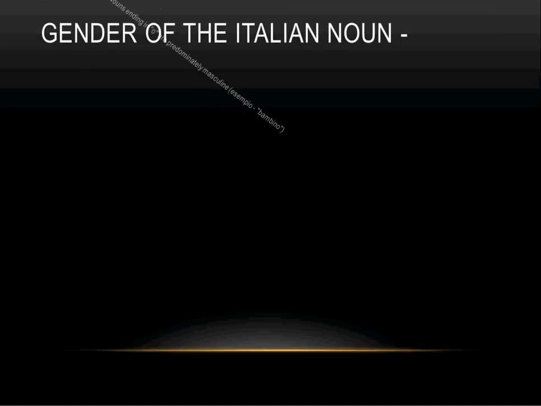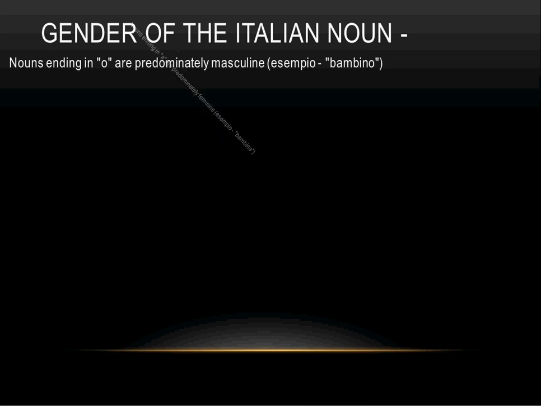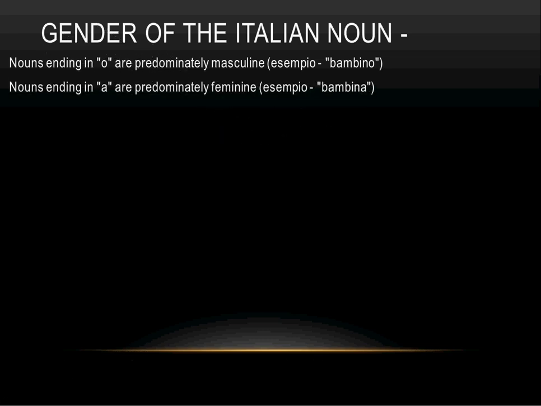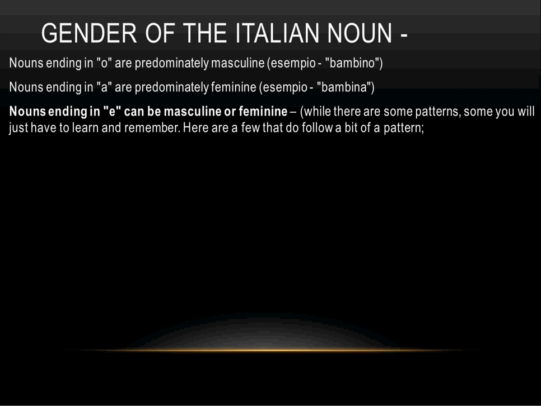Gender of the Italian noun. Nouns ending in o are predominantly masculine. Esempio, bambino. Nouns ending in a are predominantly feminine. Esempio, bambina. Nouns ending in e can be masculine or feminine. While there are some patterns, some you'll just have to learn and remember. But here are a few that do follow a bit of a pattern.